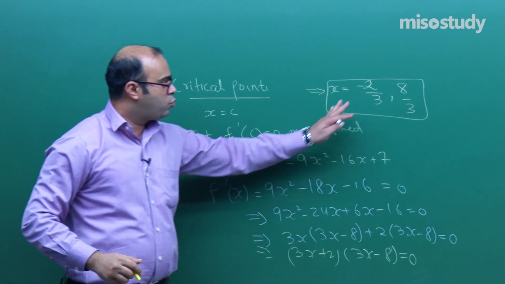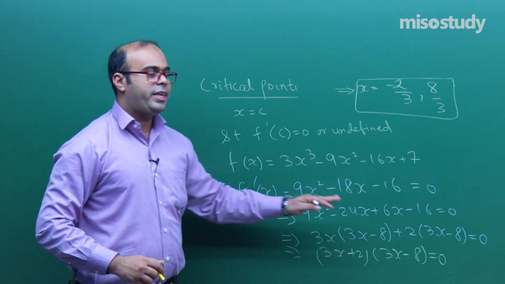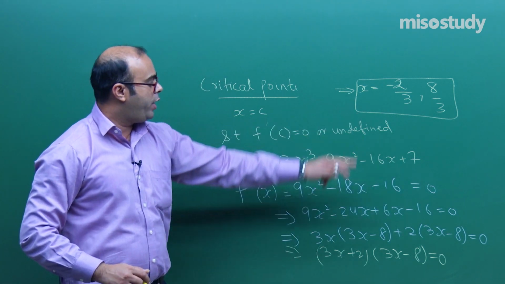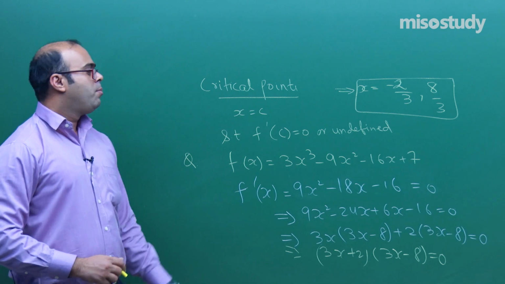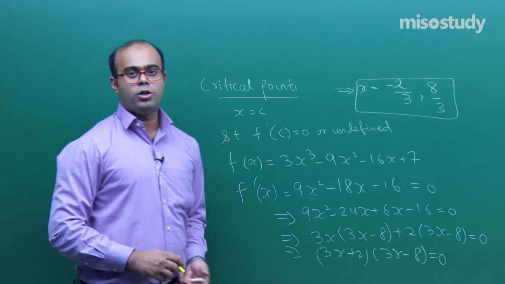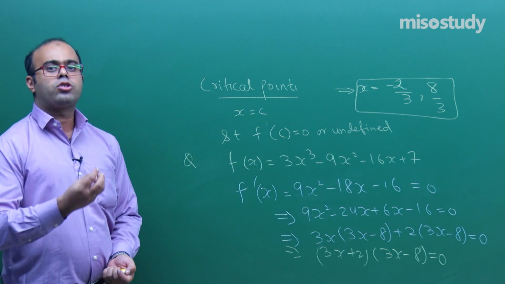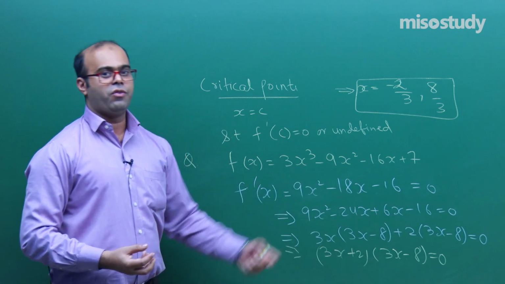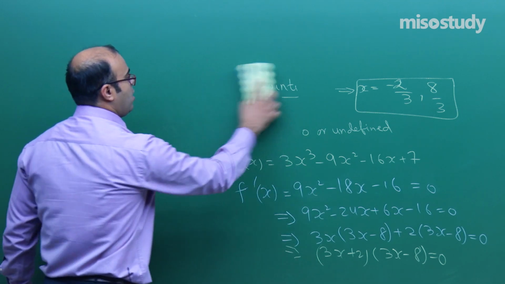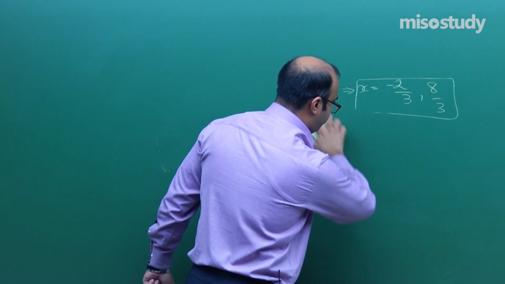X is equal to minus 2 by 3 is a critical point for this function, because the derivative at this point comes out to be 0, and x is equal to 8 by 3 is also a critical point, because the derivative of this function at 8 by 3 comes out to be 0, as minus 2 by 3 and 8 by 3 are the zeros or roots or solutions of this derivative, right students. So, we will get on to this question once again. We will study something, and that is the first derivative test.